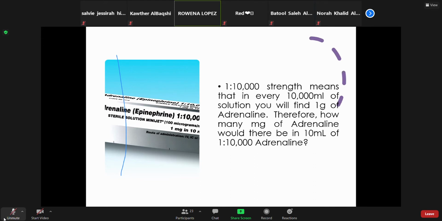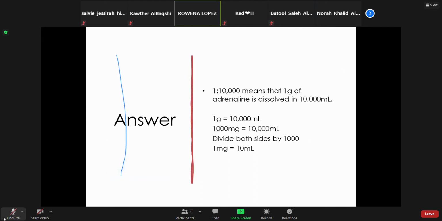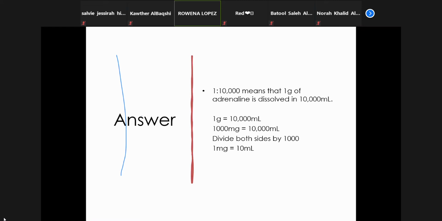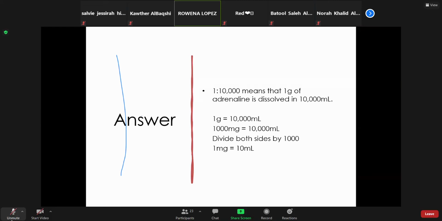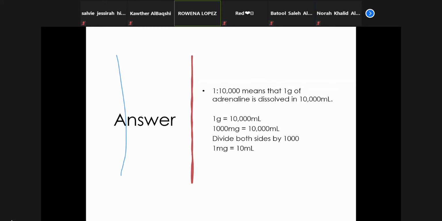Okay, the answer is 10 ml. 1:10,000 means that 1 gram of adrenaline is dissolved in 10,000 ml. So 1 gram is 1,000 milligrams, which is in 10,000 ml, divided by 1,000, then you will have 10 ml.